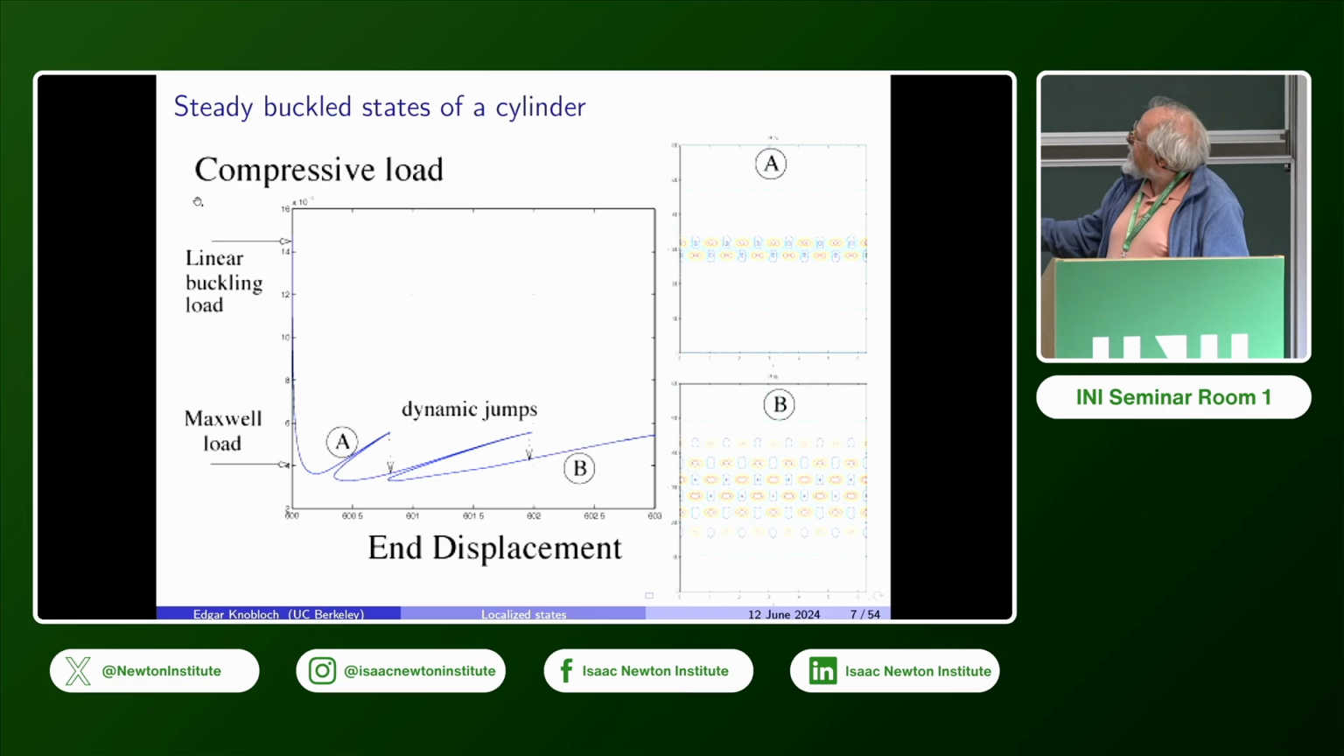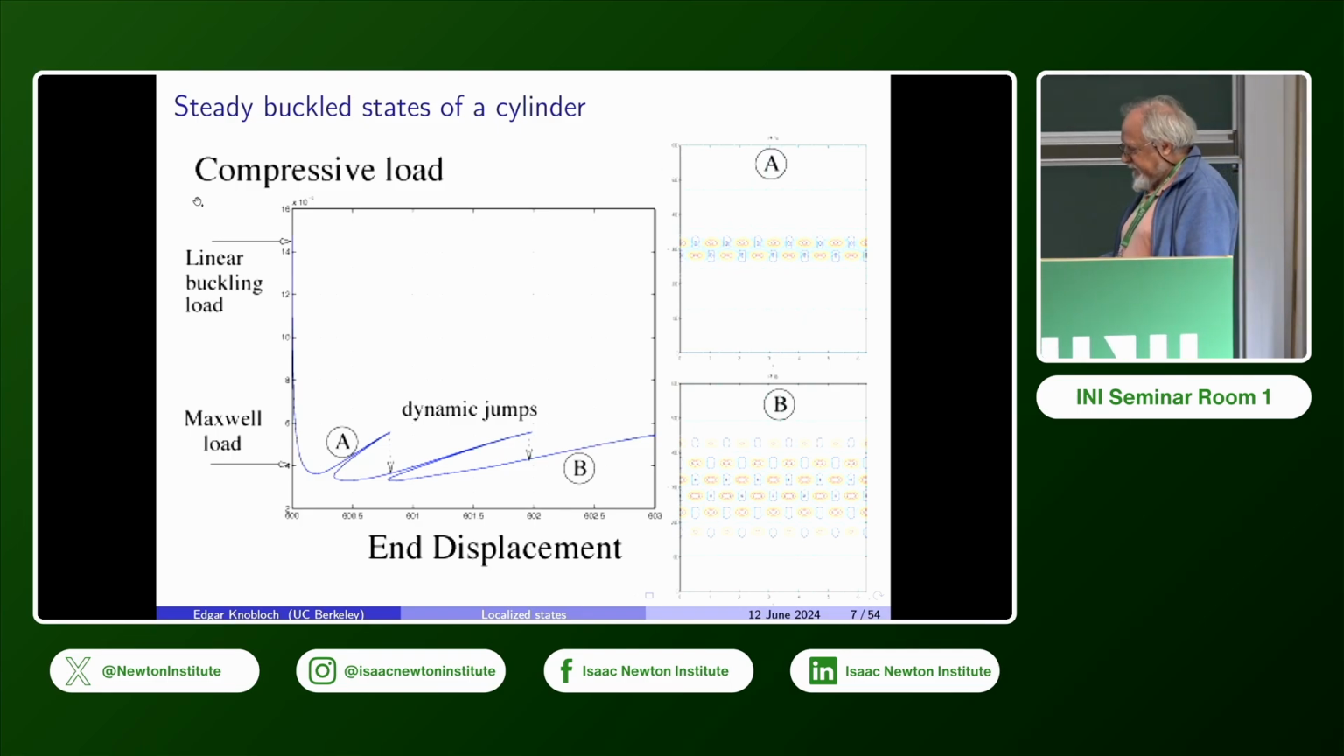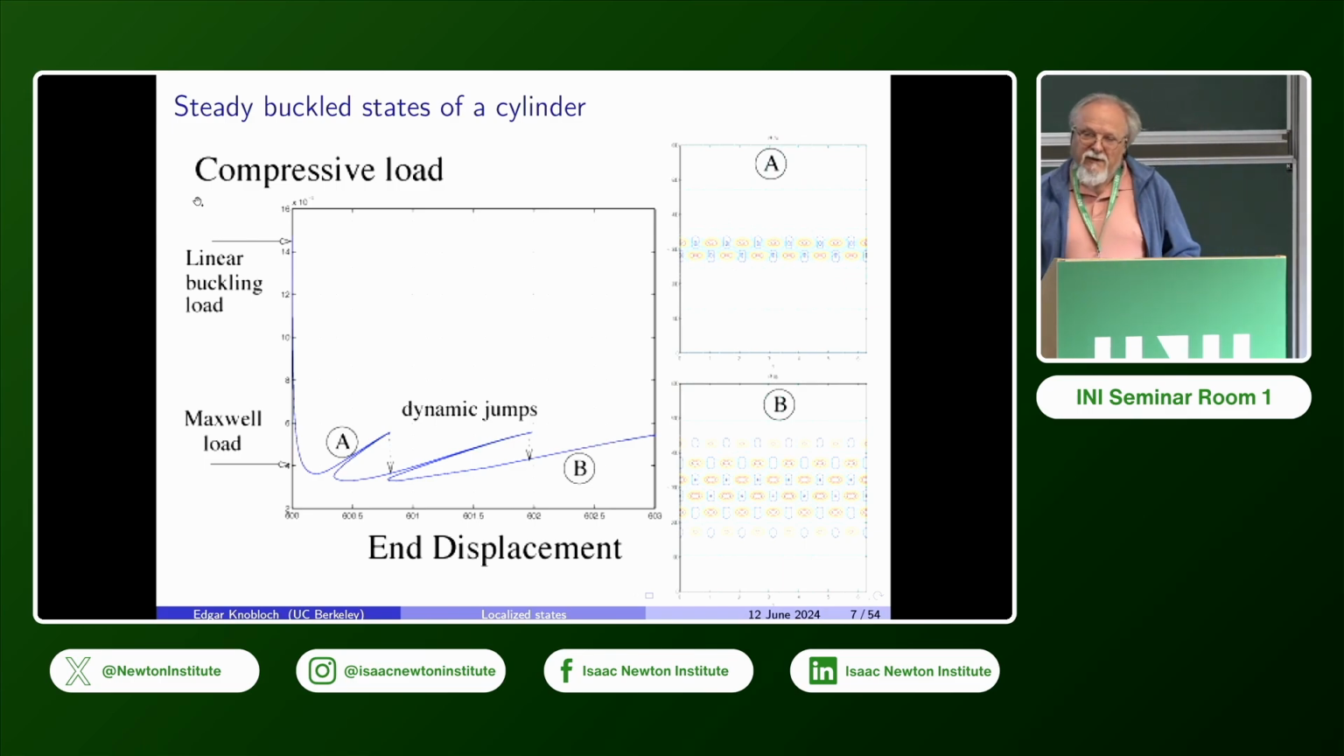They correspond to the structure that you saw in the previous slide, a structure with 4 rows of these cells, 6 rows of the cells, and so on. And if you have an infinite cylinder, you're going to have more and more of these possible steady buckled states of the system. And they're all organized along this line here, which I'm going to refer to as the Maxwell load, for reasons that will become apparent very shortly.